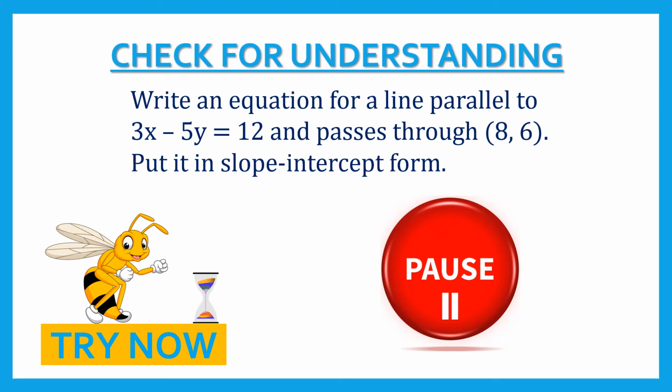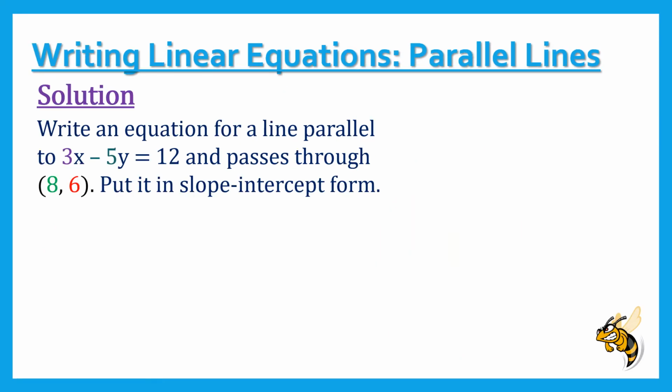Check for understanding. Write an equation for a line parallel to 3x minus 5y equals 12 and passes through (8, 6). Put it in slope intercept form.